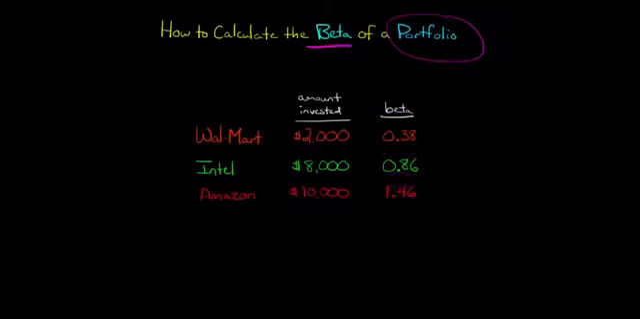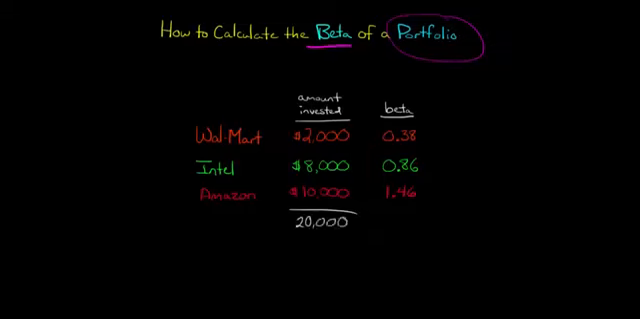But how do you calculate the beta for this entire portfolio that you have here? You want to know how much systematic risk the portfolio has, not just the individual stocks. So how would you go about doing that? Well, you can calculate a weighted average. And to do that, we're going to need to first calculate the total amount you have invested here. So if we add up the 2,000, the 8,000, and the 10,000, that gives us a total of $20,000.